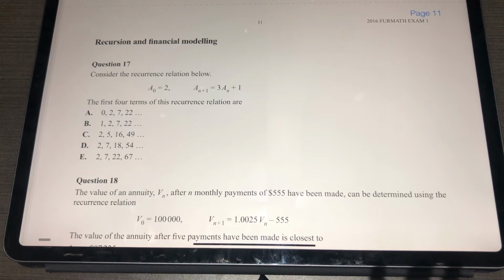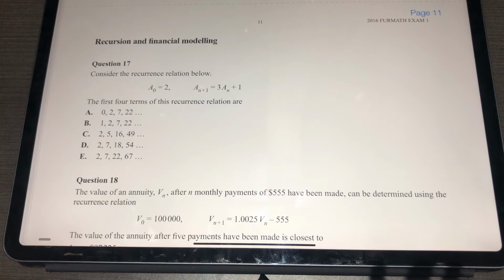Okay, so we're doing VCE 2016 Exam 1. We'll be doing finance, that's what this video will be about, so let's get straight into it.